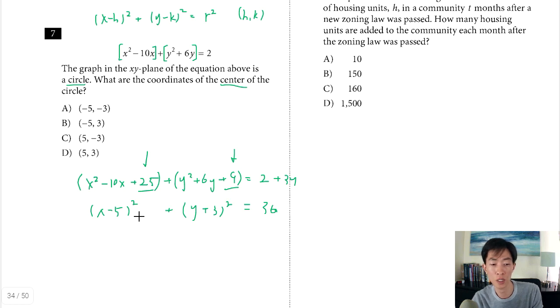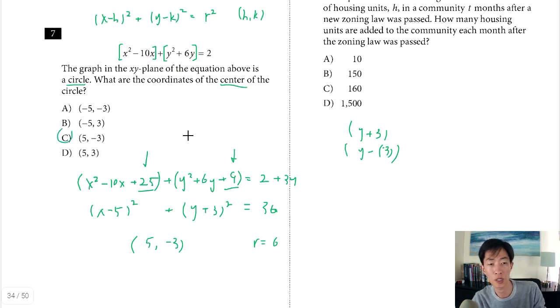So what do we know? We know that the center of the circle is going to be 5 comma -3. And if you're confused by that, think of y plus 3 as y minus -3. So it follows the same form that we have up here. And we also know that the radius equals 6, but they're not asking for that. They want to know what the coordinates of the center are.